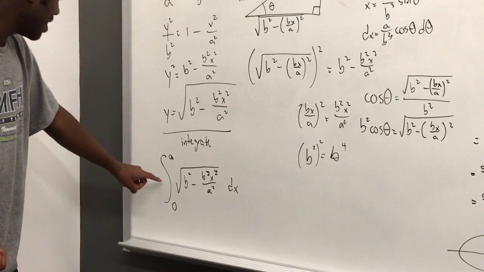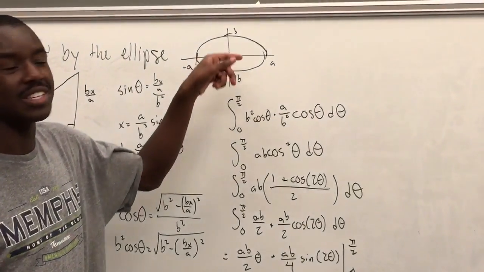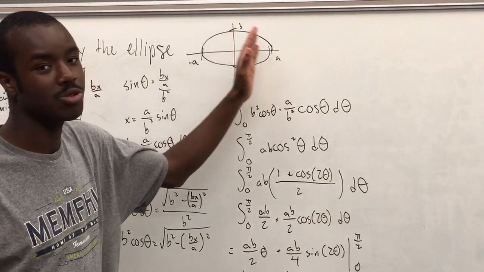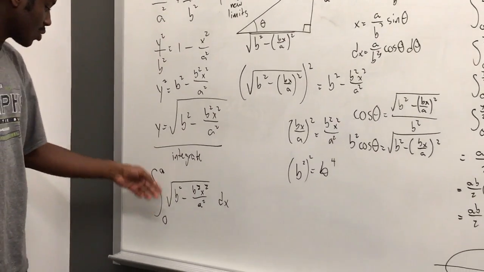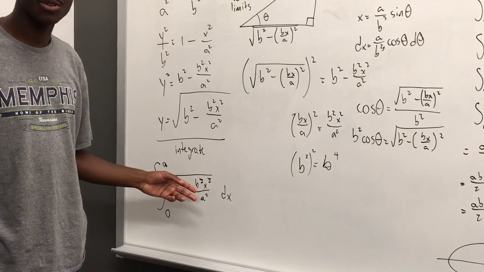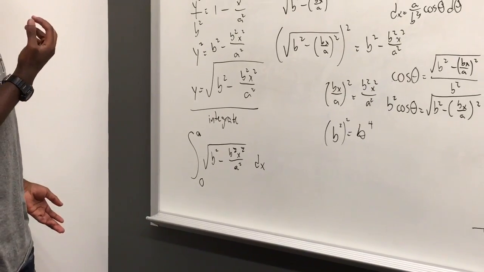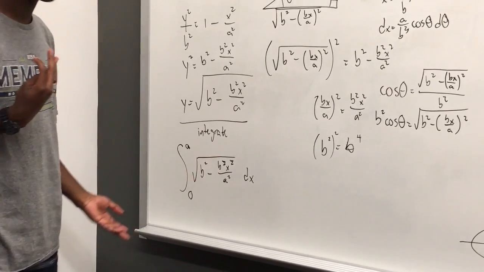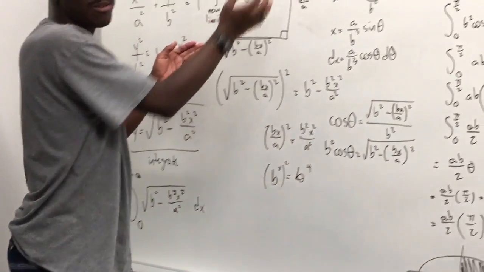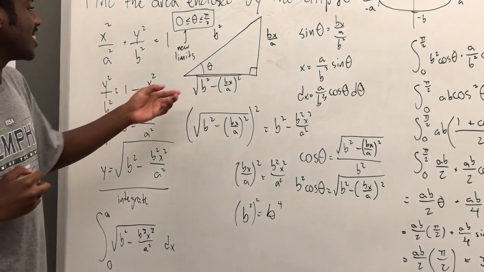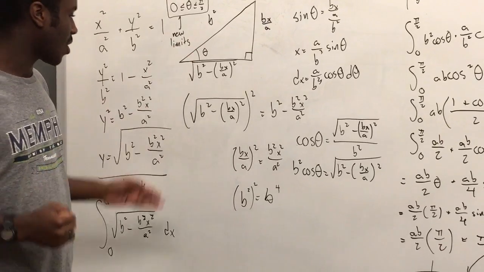What we're going to do is take the quarter area of this. So we're going to do the bounds from 0 to positive a. So our integral will be 0 to a of the square root of b squared minus b squared x squared over a squared dx. Now to solve this, since this is a trig identity, we want to make a right triangle, and we want to find the opposite, adjacent, and hypotenuse sides in regards to theta.